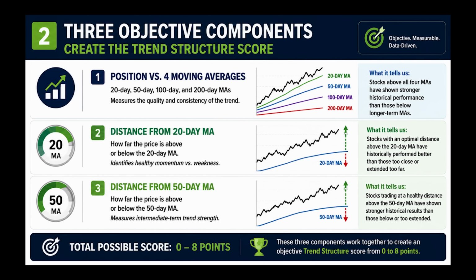Second, the system measures how far the stock has moved above the 20-day moving average. This helps distinguish between healthy momentum and weaker price action. Finally, it looks at the stock's position relative to the 50-day moving average, providing another measure of intermediate-term trend strength. Together, these three components create a trend structure score ranging from 0 to 8.